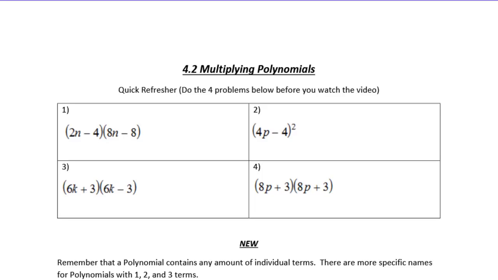All right, we're back in multiplying polynomials here. So the first four problems, what I want you guys to do is a quick refresher. Do them first four. That's from a different unit, a while ago. I want you guys to multiply those first four. Press pause and then hit play and see where you're at.